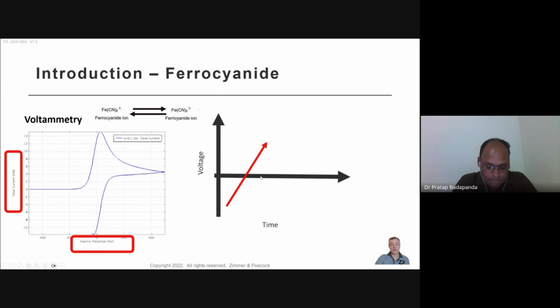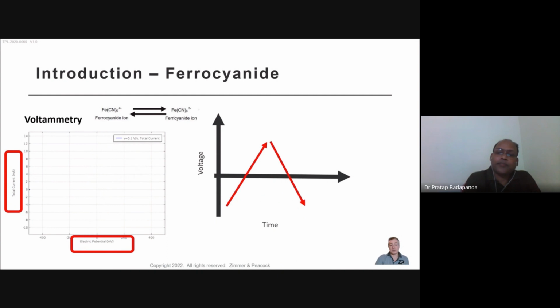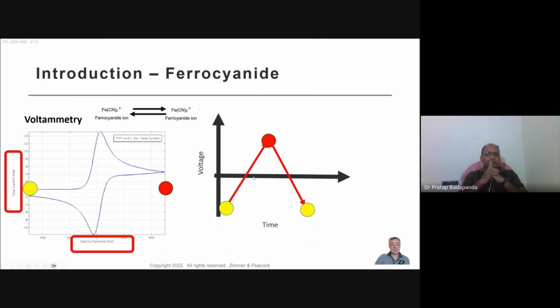We start at some voltage. So in this left-hand animation, we start at minus 500 millivolts, and we scan up to plus 500 millivolts. And then from plus 500 millivolts, we scan back to minus 500 millivolts. We have a starting potential here, we scan to here, and then we go back again to the original point. So that's a sort of triangular waveform. Hiding behind every voltammogram, there's a triangular waveform.